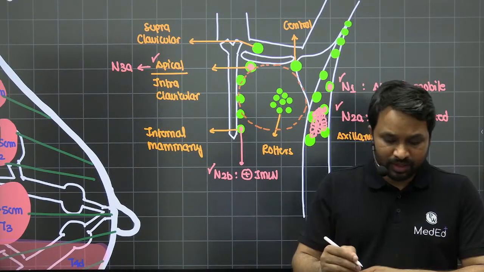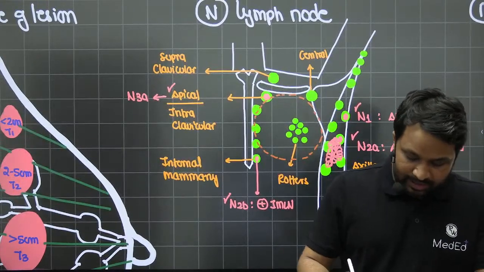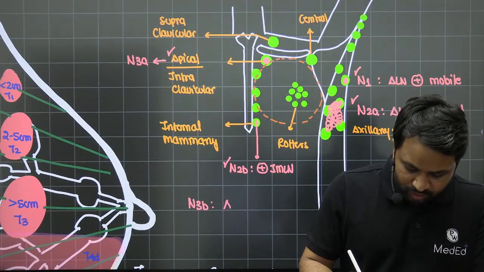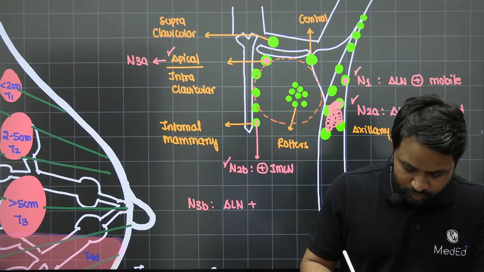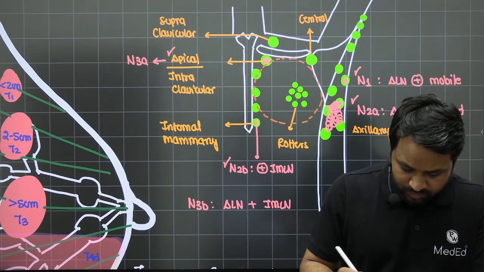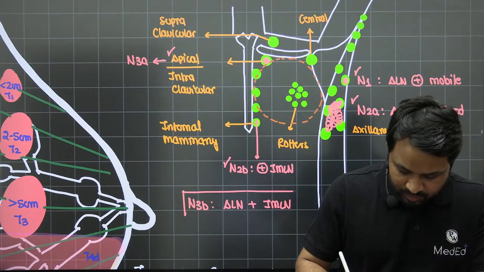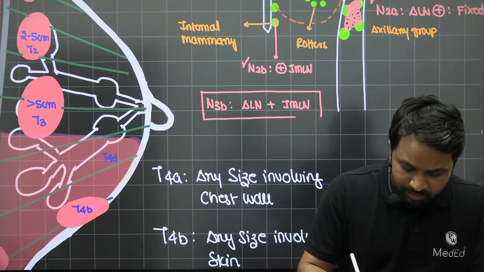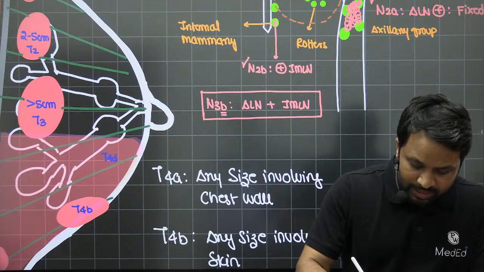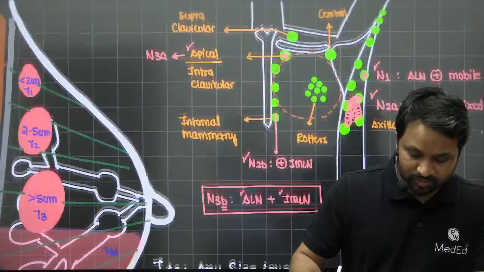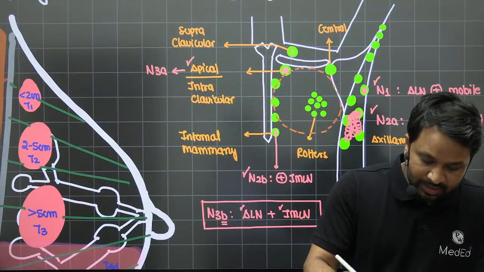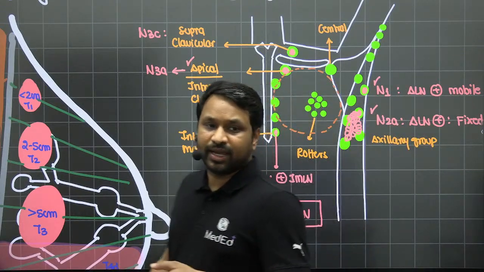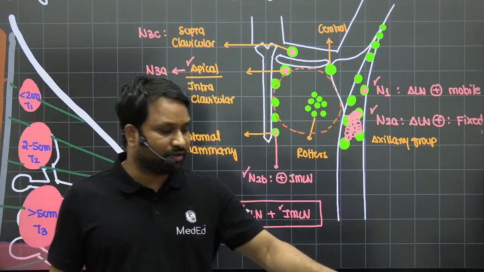Up to here, clear? Now, what is N3B? N3B indicates involvement of both axillary group of lymph nodes as well as internal mammary group of lymph nodes. If you have any doubt about how to remember it, N3B stands for both. Both means what? Axillary group of lymph nodes as well as internal mammary group of lymph nodes. N3C is going to be involvement of supraclavicular group of lymph nodes.